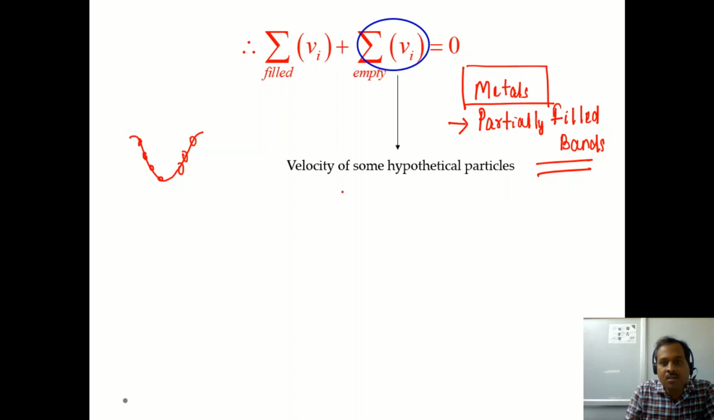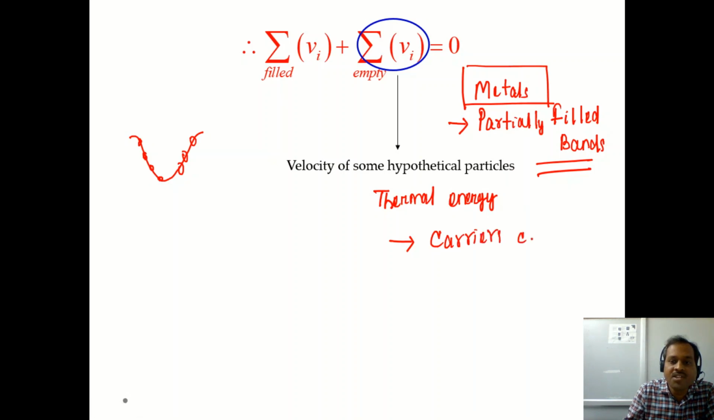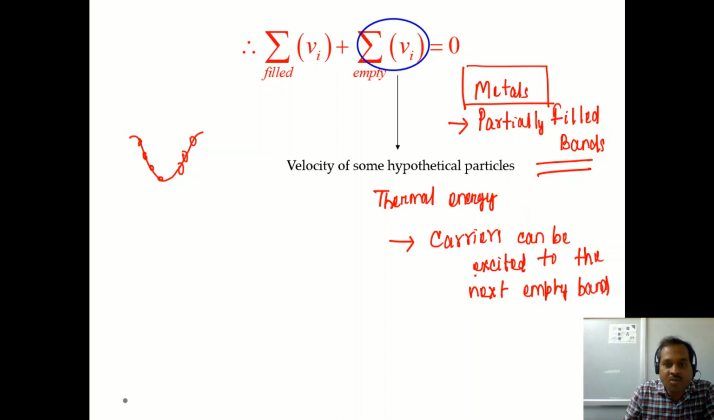having either fully filled bands or fully empty bands, so that due to thermal energy, few carriers can be excited to the next empty band, and if the energy difference between them is of the order of around 1 to 2 electron volt, we generally call it as the semiconductors, because it is very easy for the charge carriers to go from the lower band to the higher band by the application of thermal energy. If it is very difficult, then we call it as the insulators.